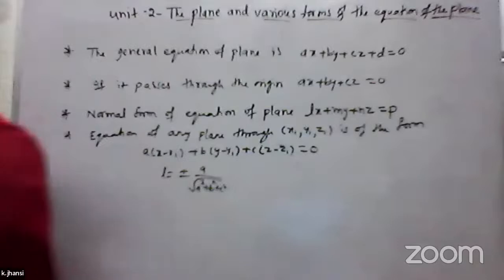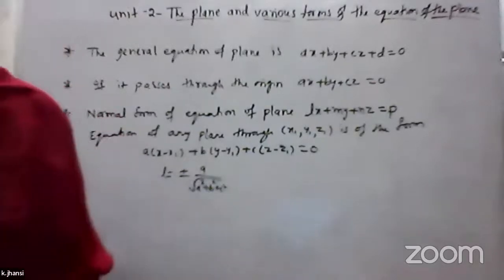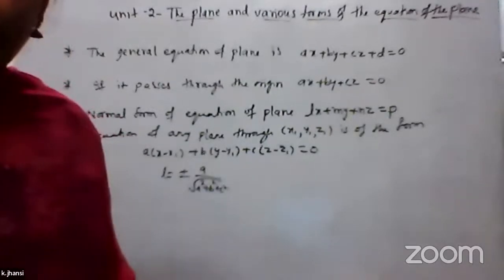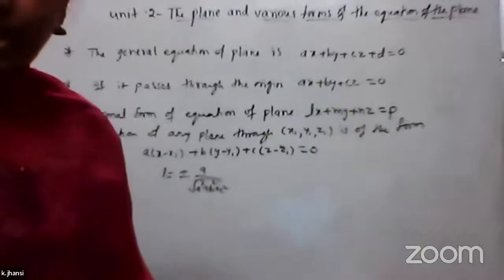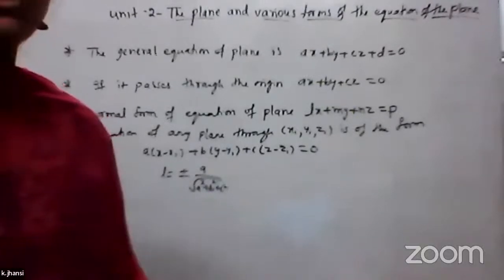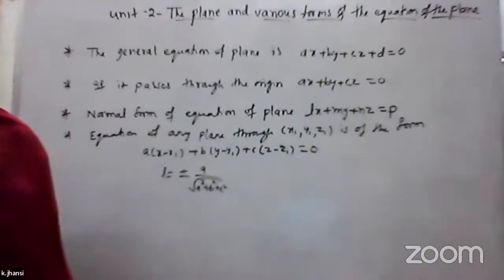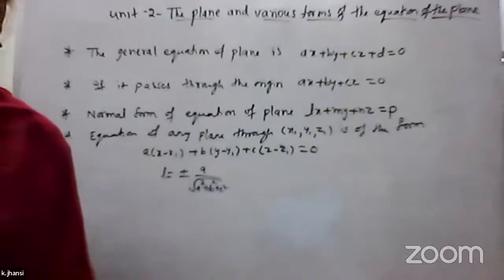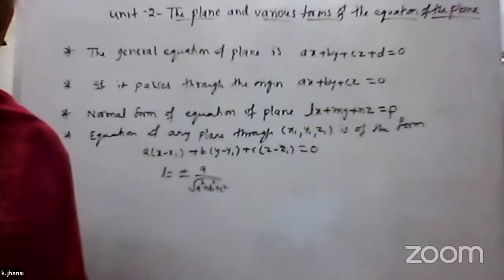Okay, if you see page number 45, the first general equation is given. Next you have the normal form. So from 1 and 2, we know that the relation between direction cosines and direction ratios is A by L equals B by M equals C by N.